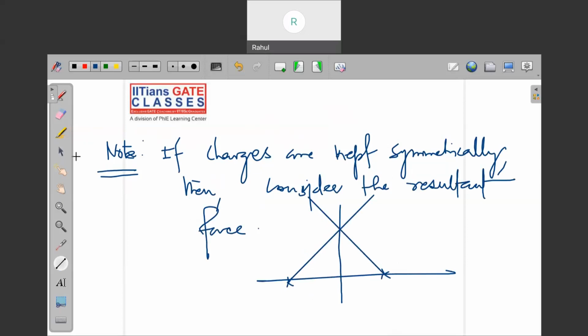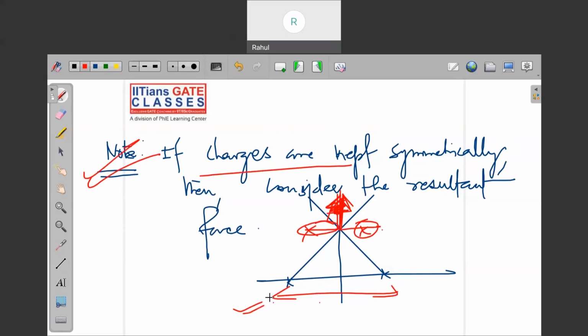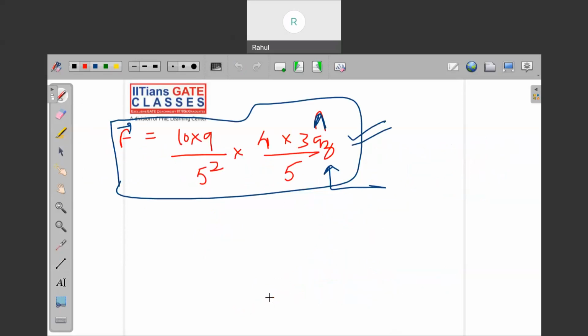So what shall be the resultant force? Resultant force will be in this direction. This is the direction, right? So this will be the resultant. This and this cancelled, right? The charges are kept symmetrically. This is the concept I have applied, right?